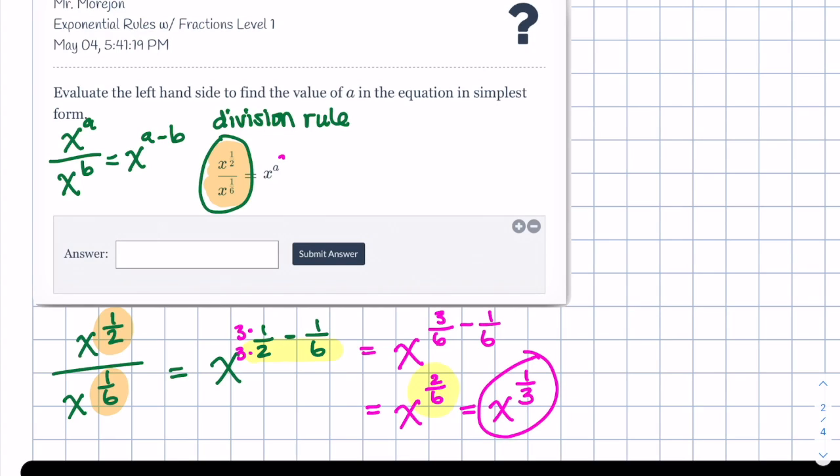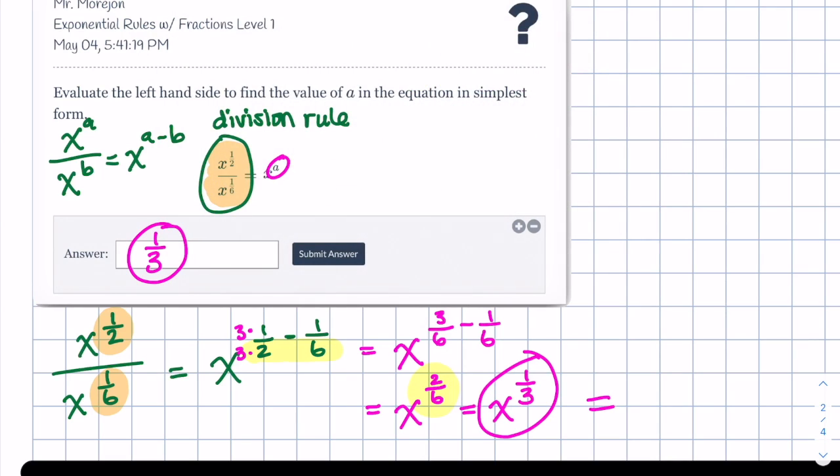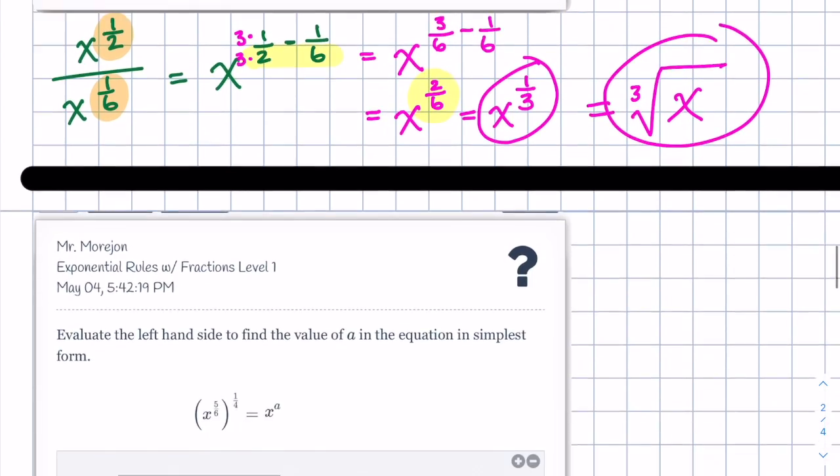So it's asking, what is the value of a? 1/3. Okay, and also keep in mind from earlier that we can turn this into cube root of x. Okay, but they're just asking for the variable. So 1/3 is correct, but also keep in mind that those are equivalent.